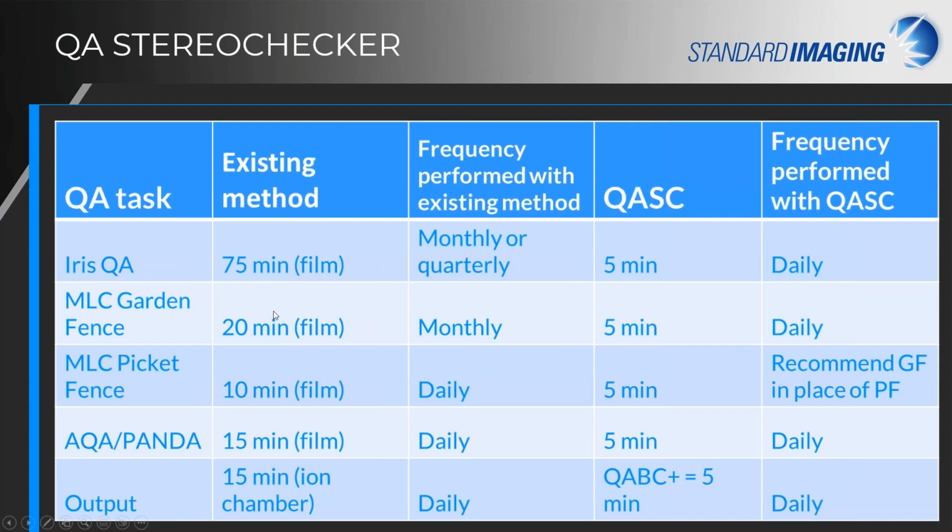So if you've got that quantitative data using StereoChecker on a daily basis, why not do that versus your MLC picket fence test? Sure, run the picket fence test in StereoChecker if you want. It's going to keep and record that image for you, just like you would keep and record your film. But you can have your MLC quantitative data on a daily basis, or as frequently as you have MLC treatment plans to be run on a specific day.